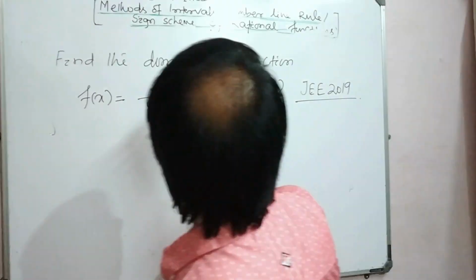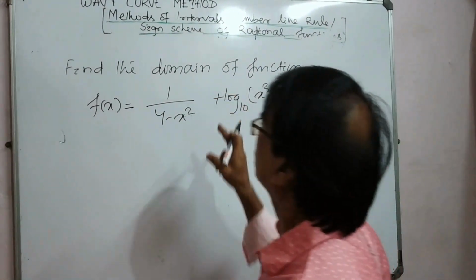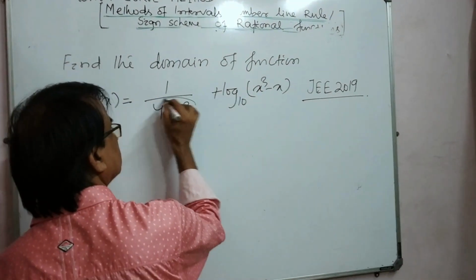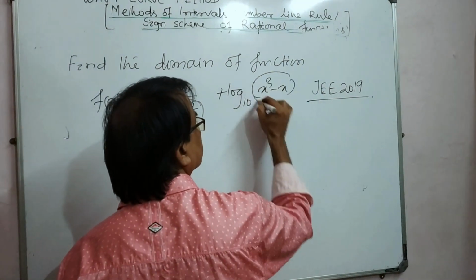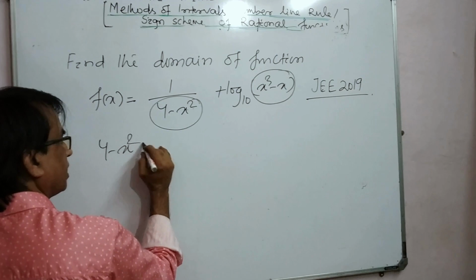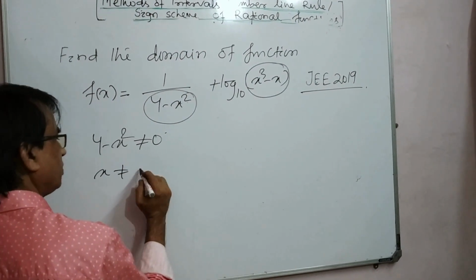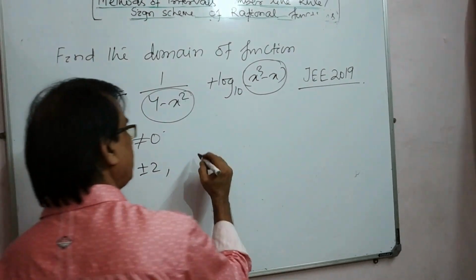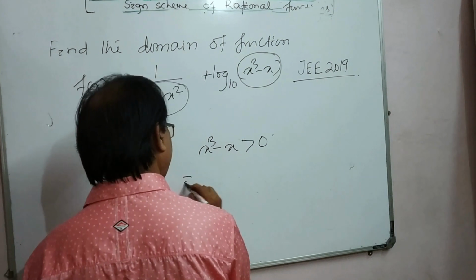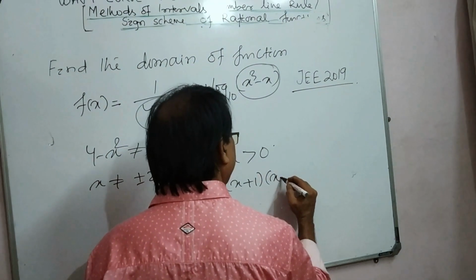Now here is a question from 2019 JEE Main. Find the domain of the function. If you look at the function, what is problematic? This expression and this expression are problematic. 4 minus x square is not to be equal to 0. That means x is not equal to plus or minus 2, and here x cube minus x should be greater than 0. If you factorize it, x into x plus 1 into x minus 1.